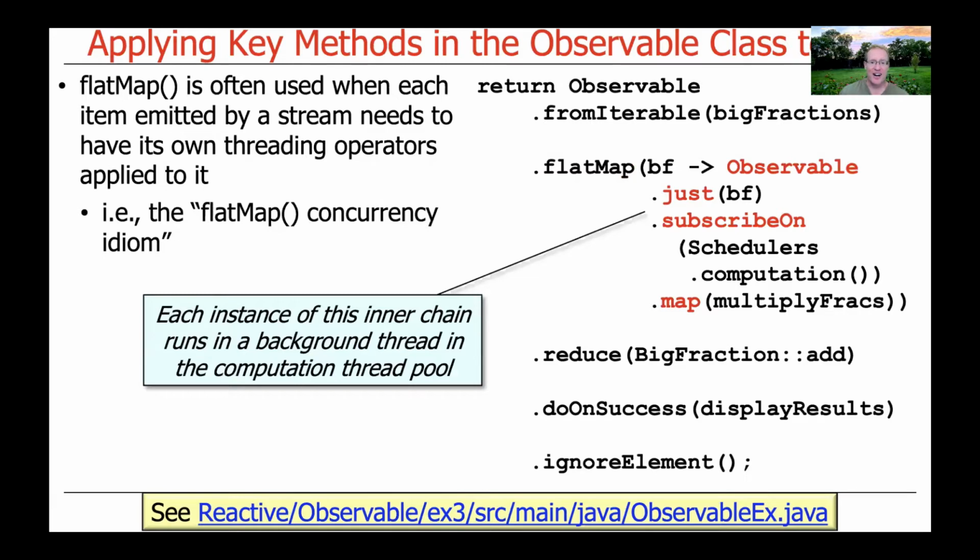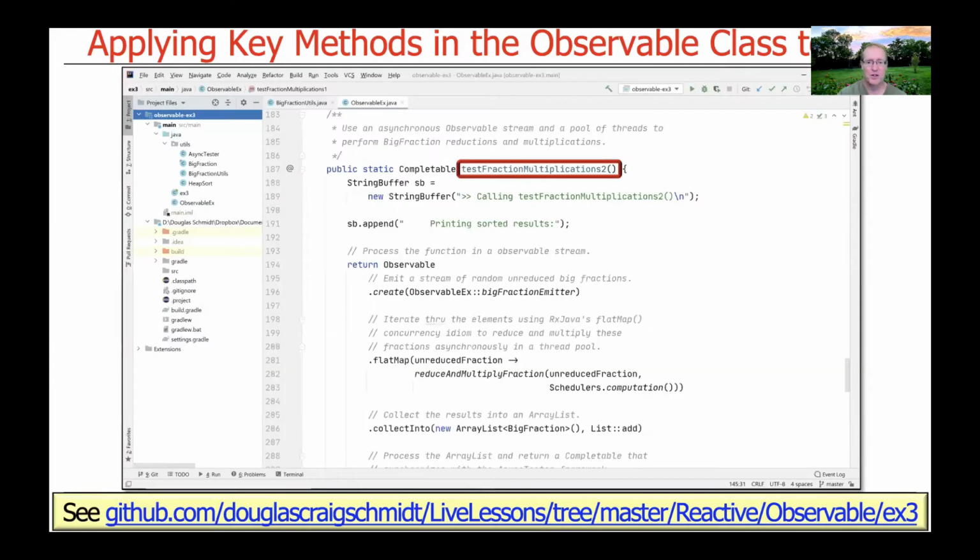So we're going to use the flatMap concurrency idiom for this example to essentially perform fraction multiplication in different threads in the computation thread pool. And you'll see in a second, when we look at the code in more detail, how this works. So let's go ahead and take a look at the code and you'll see how this all comes together.